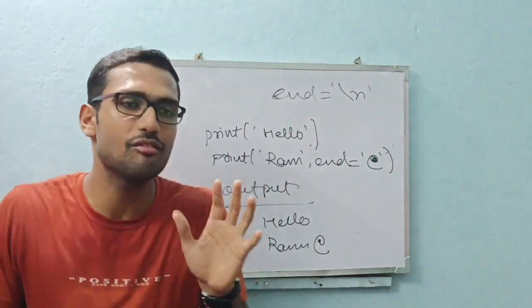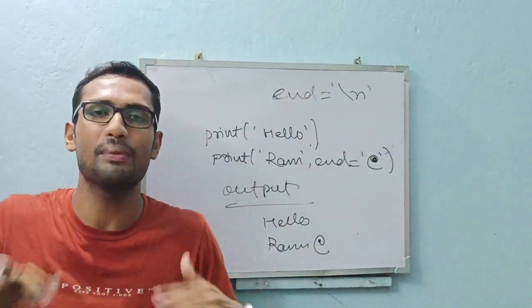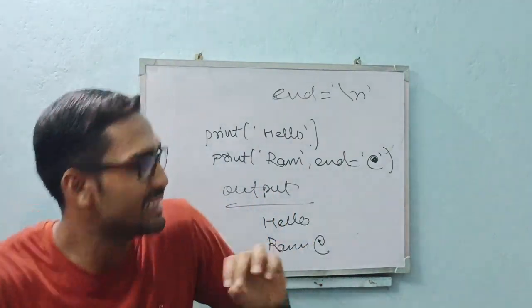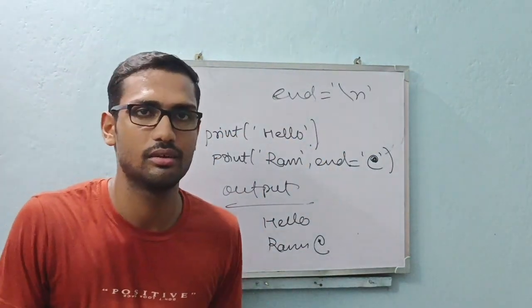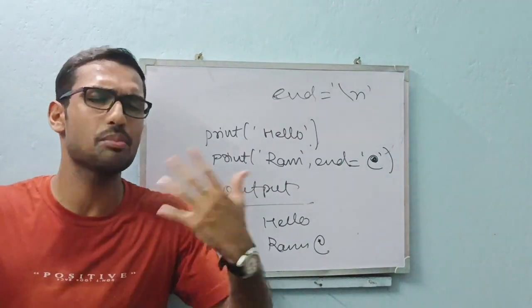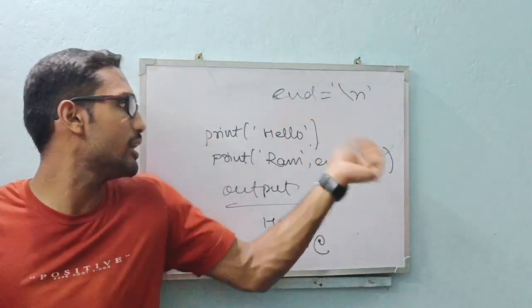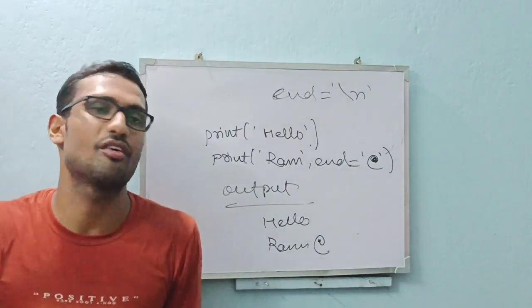And if you have multiple print statements and you want all the values to be printed onto the same line, then you should use that end keyword, and you should pass the value, whatever it may be, within quotes. And that's all for the print statement.